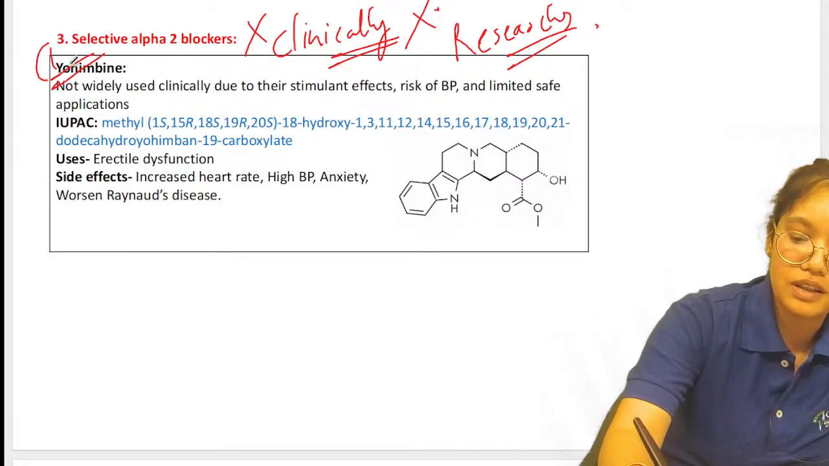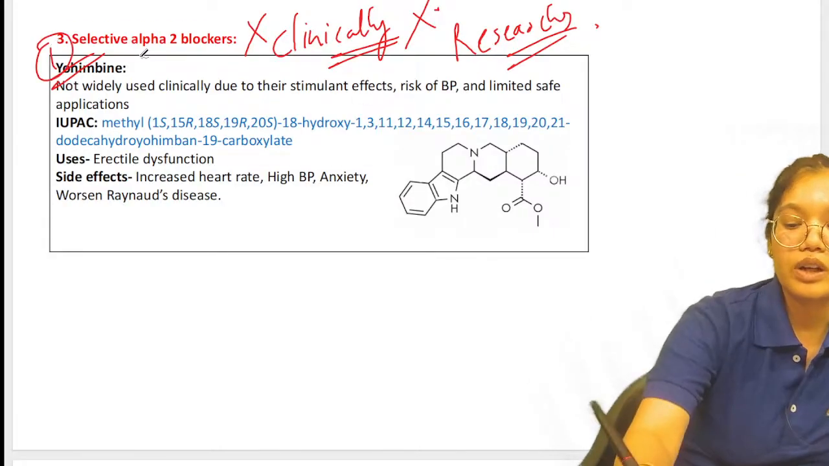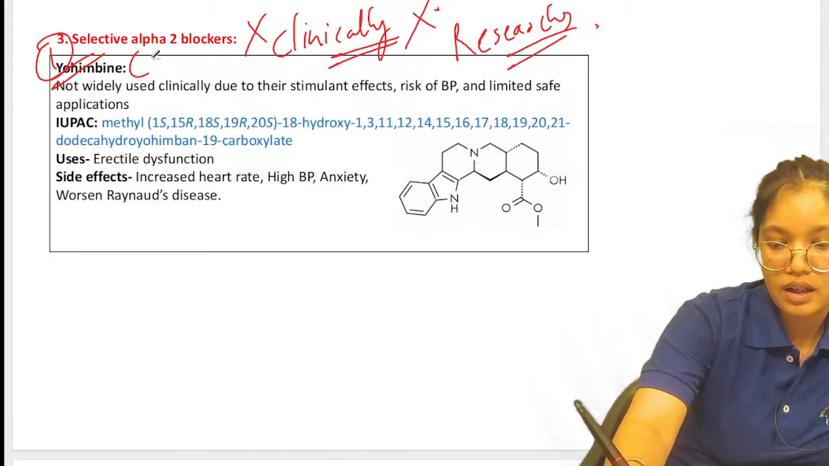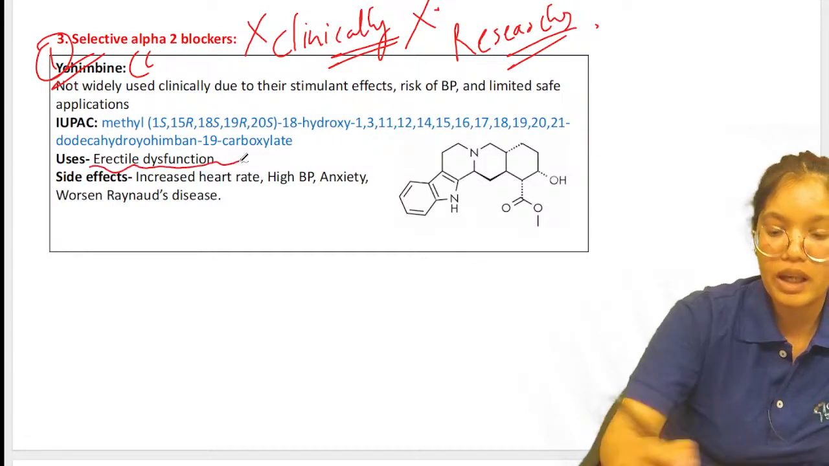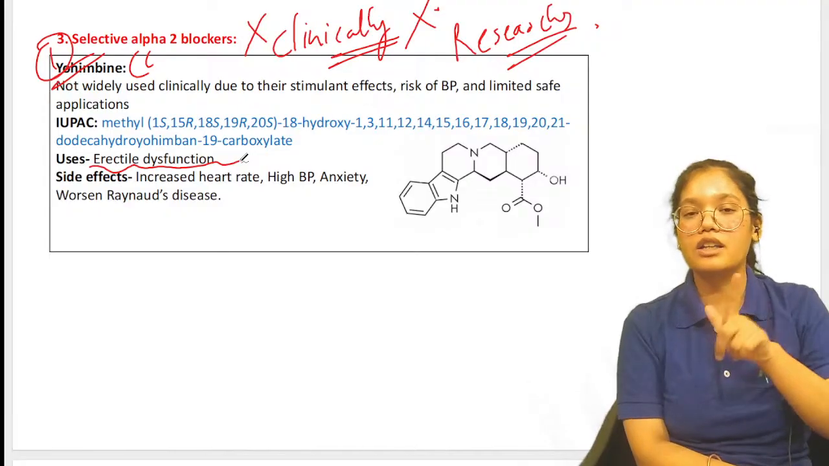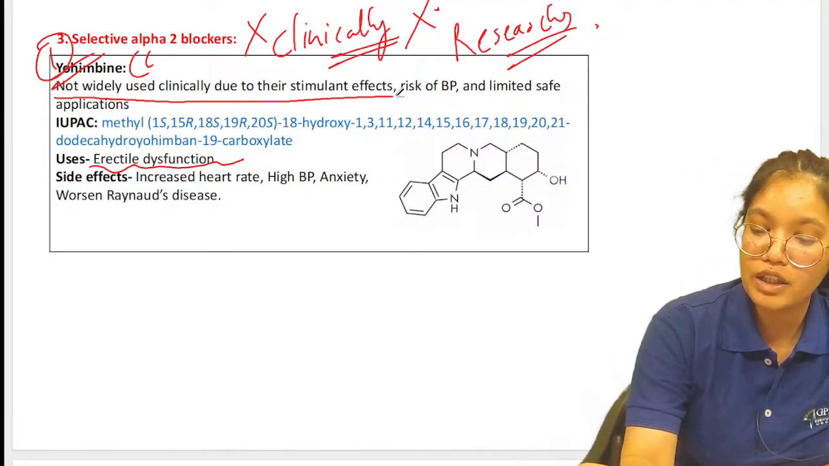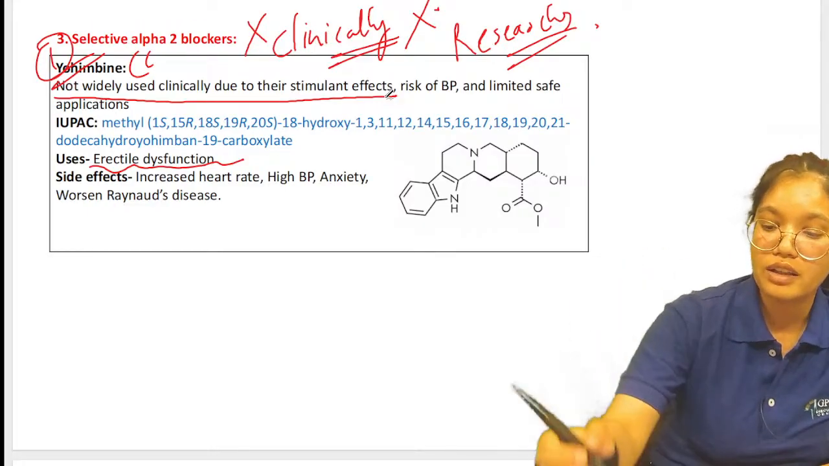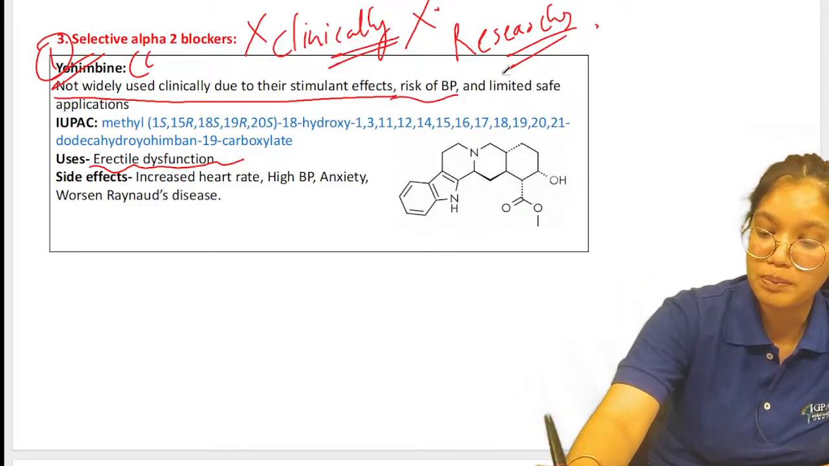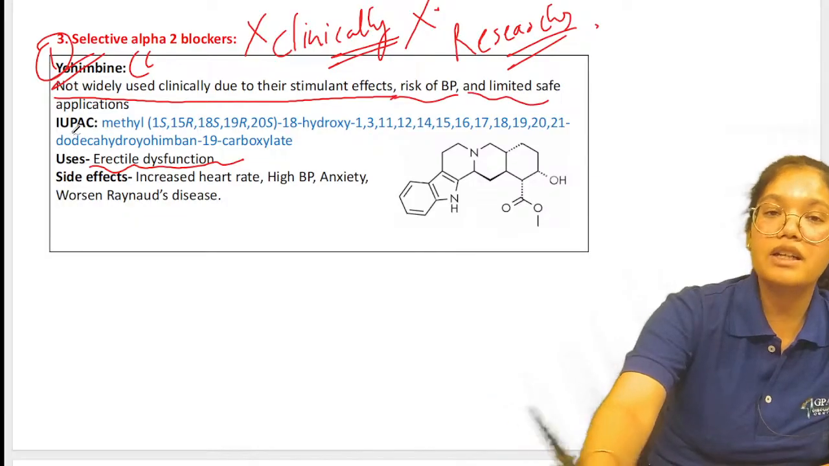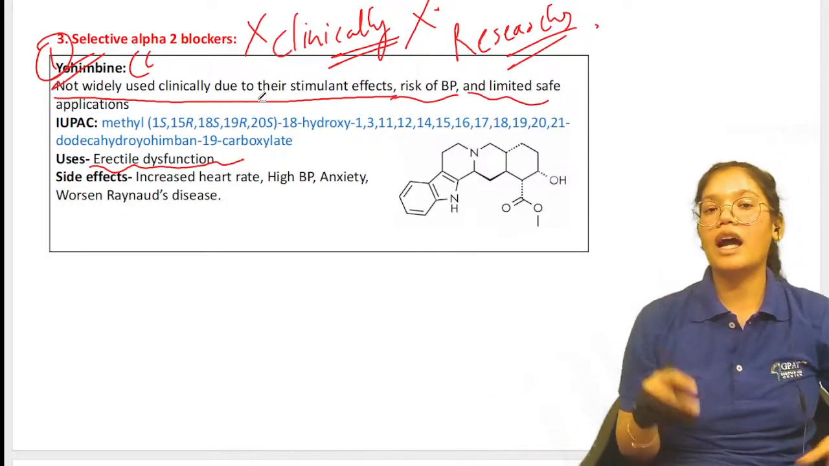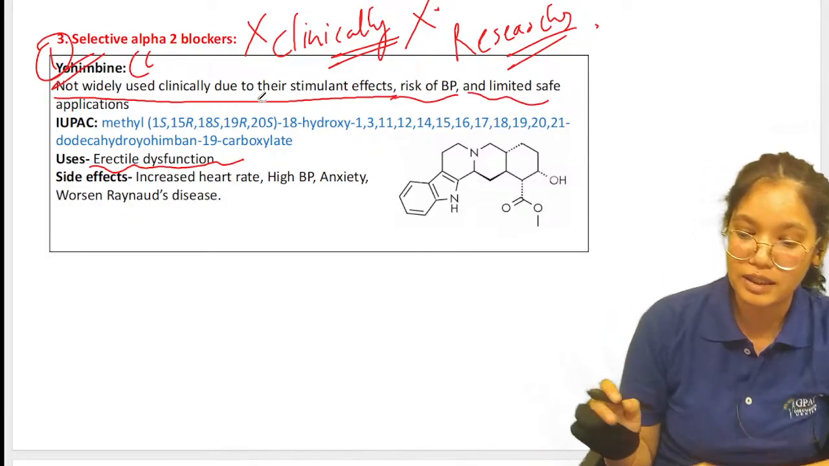The first drug here is yohimbine. So it is a natural drug and it is traditionally used in erectile dysfunction. Okay, it has a traditional use, that it is used in erectile dysfunction, but not used widely clinically due to their stimulant effect. They have a high risk of BP and limited safe application. Due to that they are not used clinically.